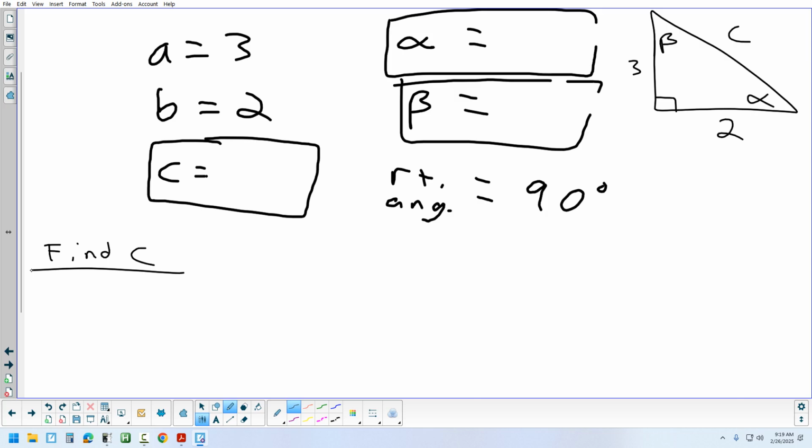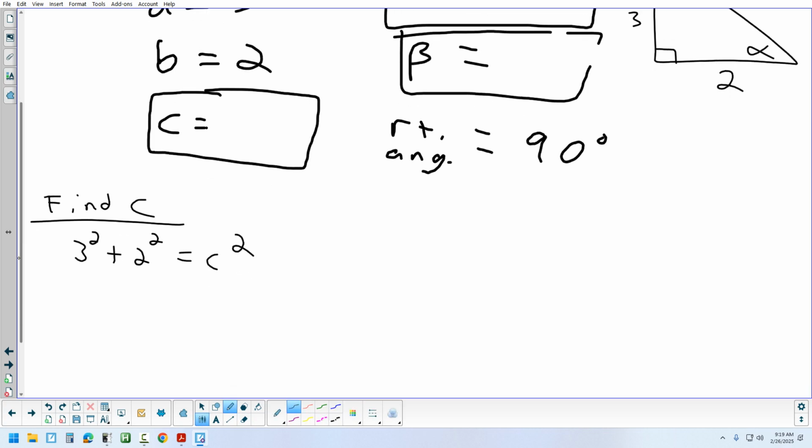Now, yesterday, we left answers with square roots in them when we were doing all six trig functions. Today, if we get a square root, we'll round it off. Okay. So A squared plus B squared equals C squared. Okay. What's 3 squared? 9. And then 2 squared? 4. And what's 9 plus 4? 13.